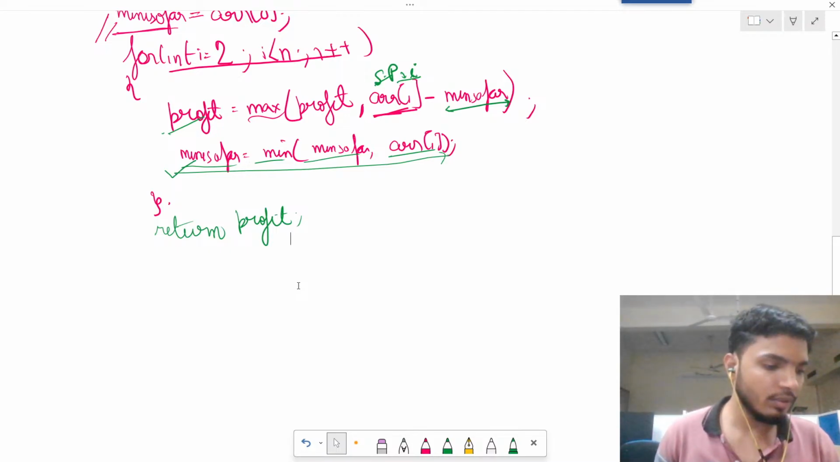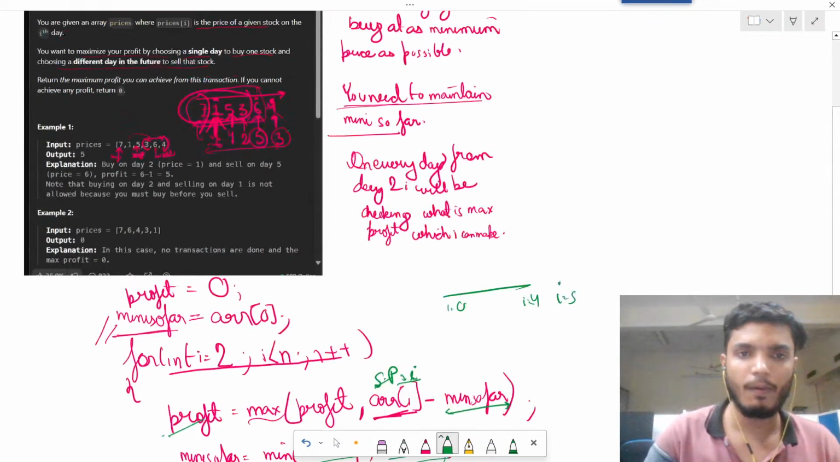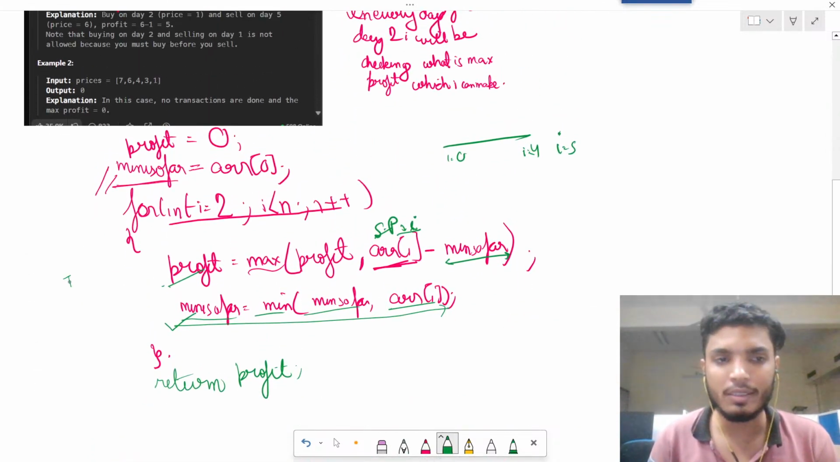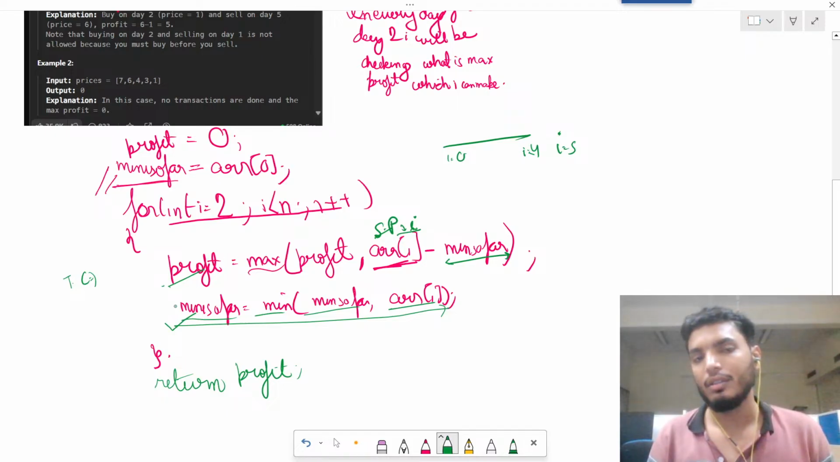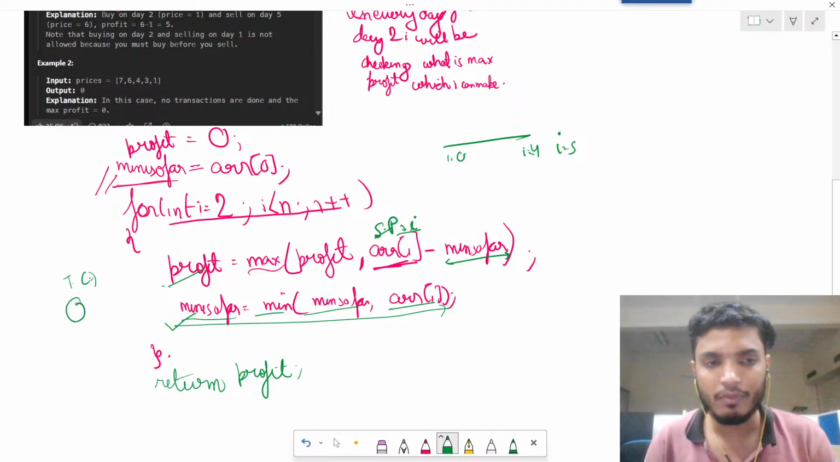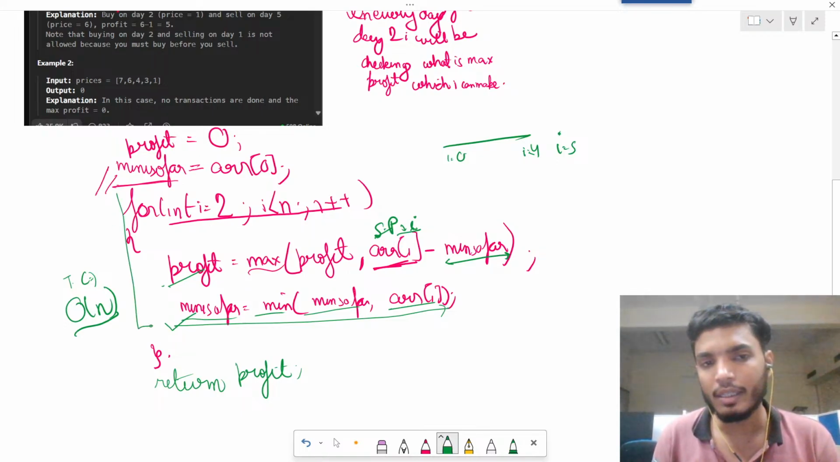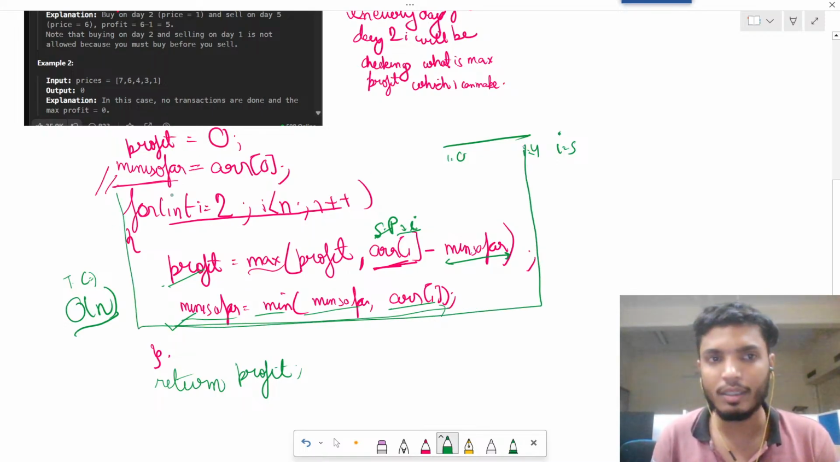Okay, so let's move on to the next problem. And let me check what the time complexity is. Because I am iterating only a single time, moving through the array only once, the time complexity will be order of n.